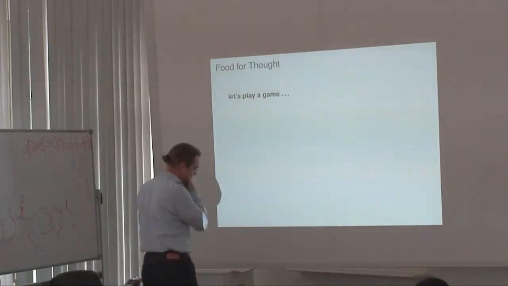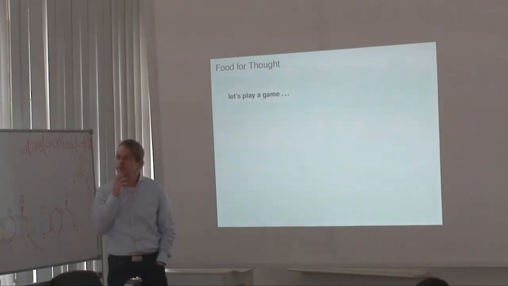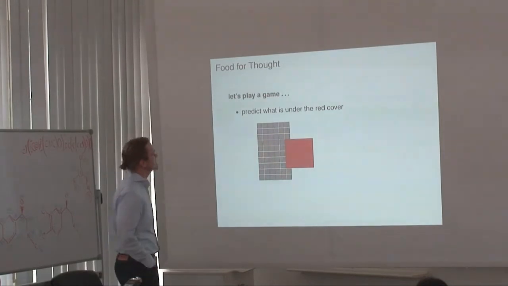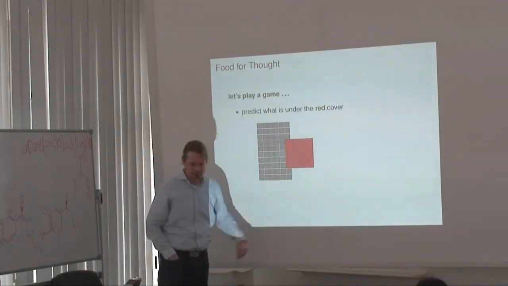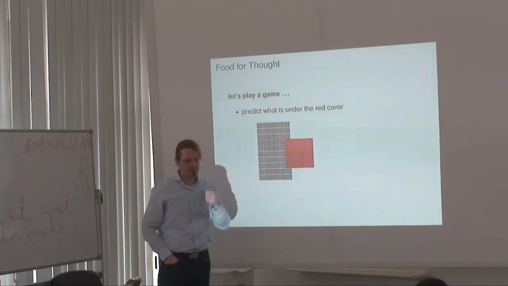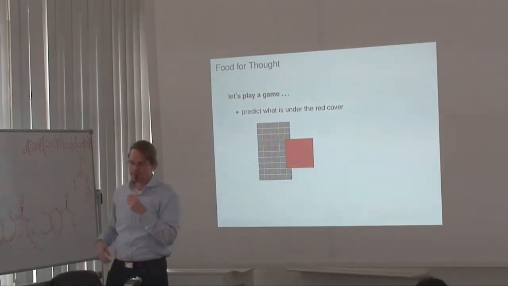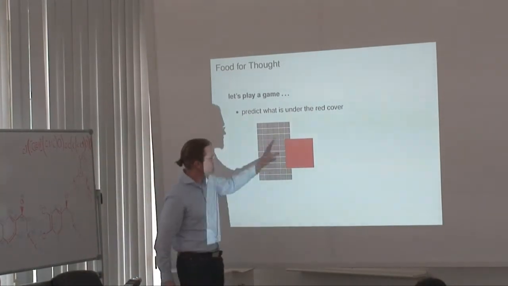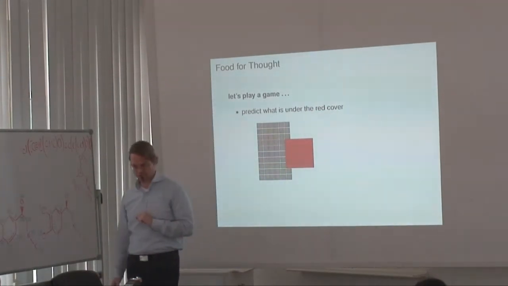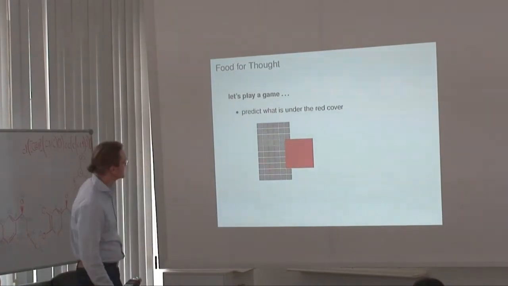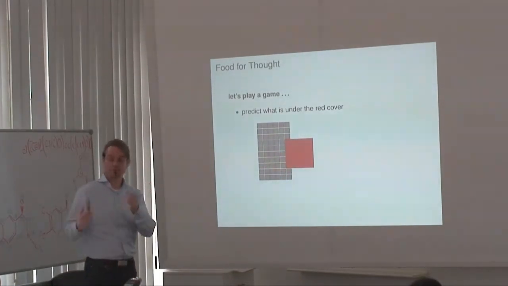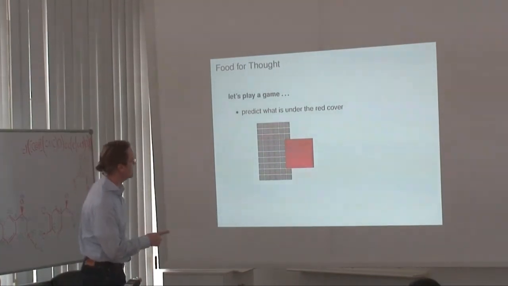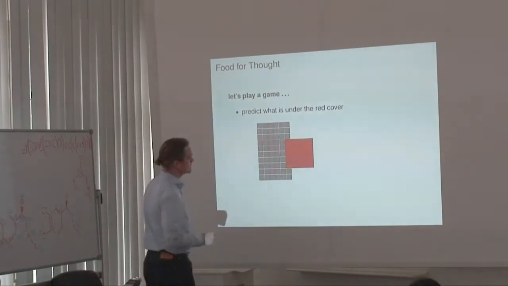Okay, let's play another game. Look at this. Here is a very simple, what is it, 10 by 10 image. So these things are pixels here. And I have colored them in two colors, gray and white. And I have covered a certain part of this image. All right? And this is, again, some sort of IQ test, just as the ones we started with. I want you to tell me what is under the red cover.